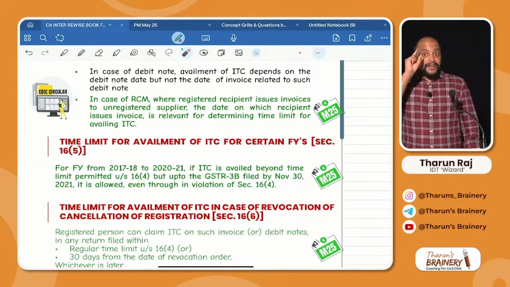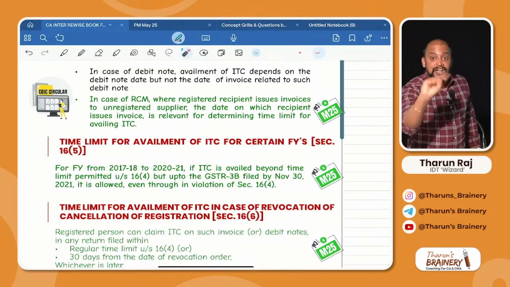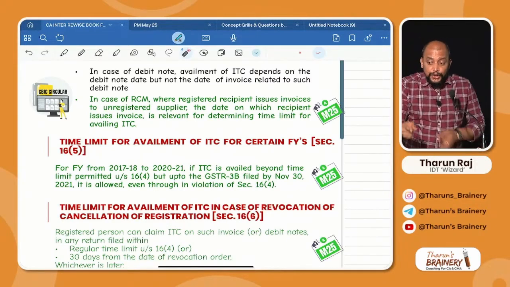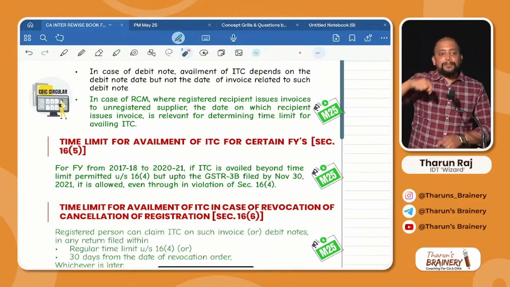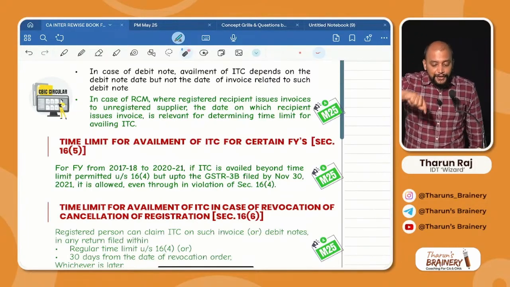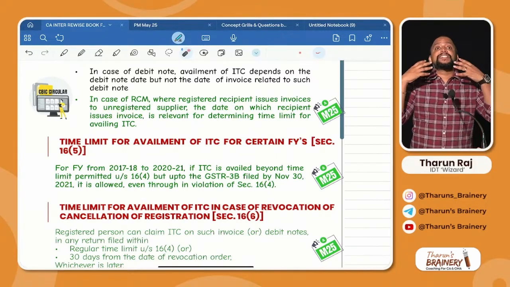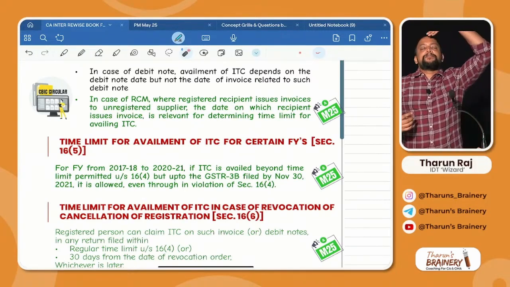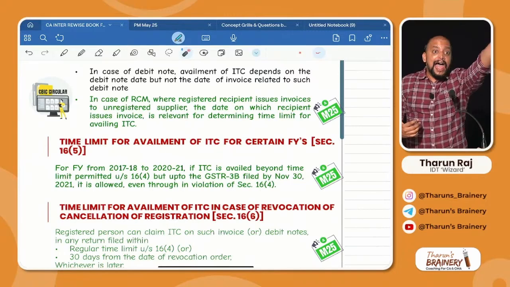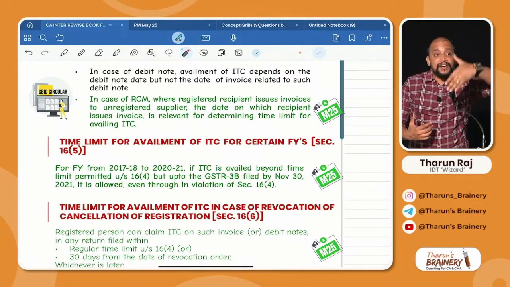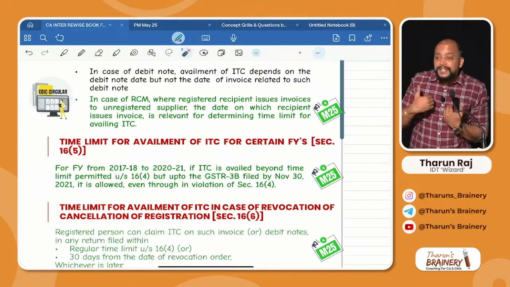That is, whenever you pay the RCM liability, not that month you can take ITC, but for RCM, you will give an invoice to the supplier. Why invoice to the supplier? There is a concept of self-invoice. When the supplier is unregistered and the supplier is not issuing invoice, okay, in case of RCM, because liability is on the recipient now.